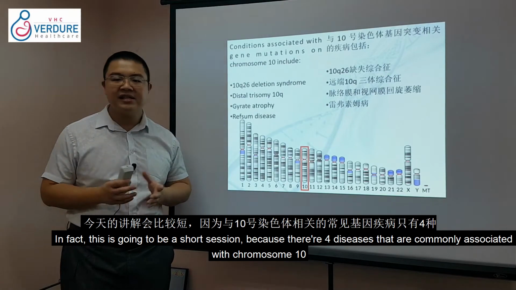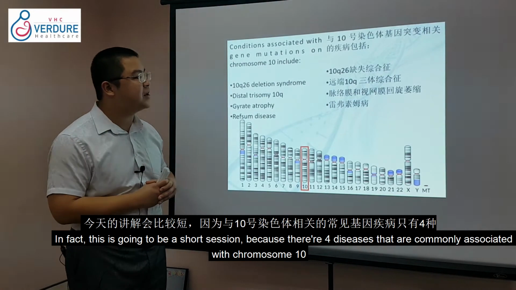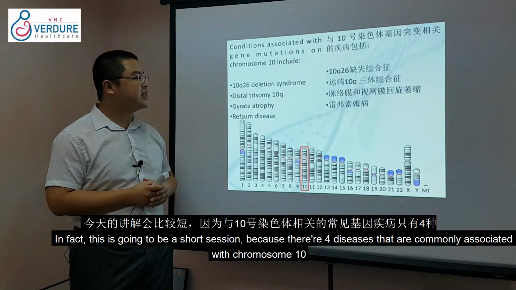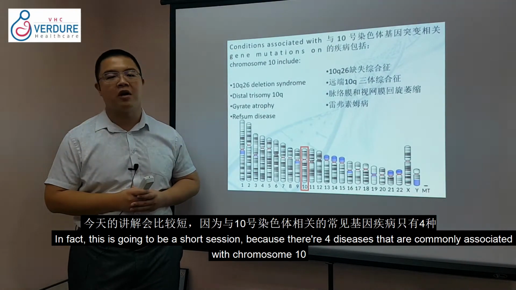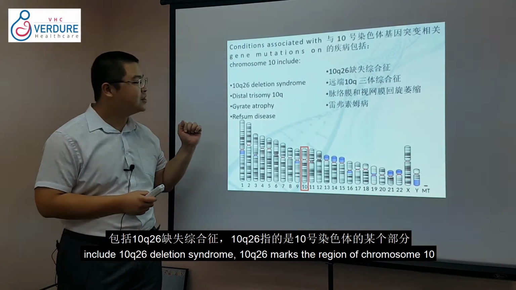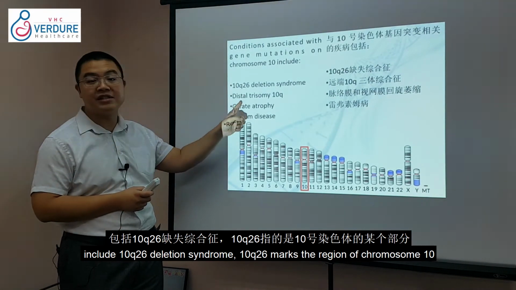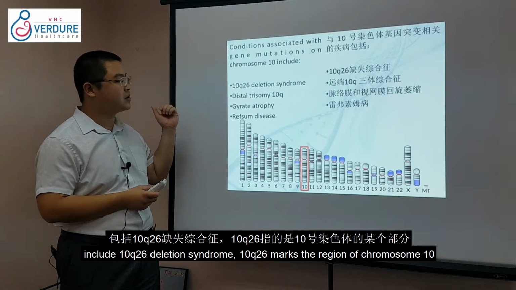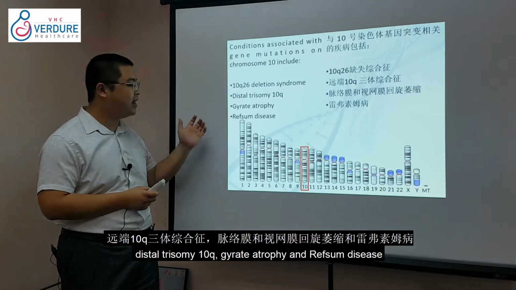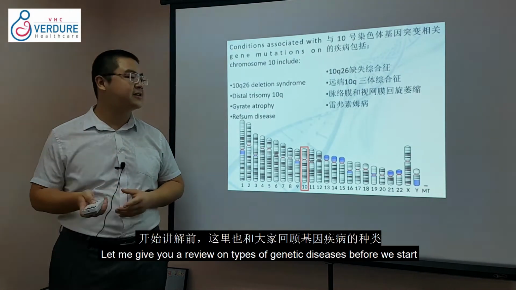In fact, this is going to be a short session because there are 4 very common diseases associated with chromosome 10, including 10q26 deletion syndrome. 10q26 marks the region of chromosome 10. The others are distal trisomy 10q, gyrate atrophy, and Refsum disease.